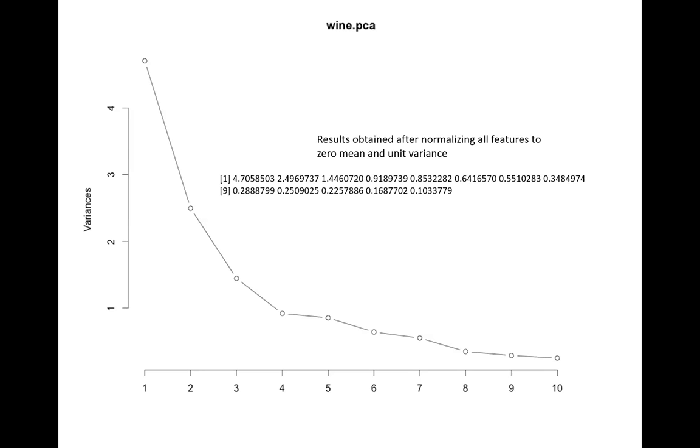Now we take this wine data and apply PCA. When we apply PCA to this wine data, there are 13 features. So our covariance matrix is going to be a 13 by 13 matrix. And when we calculate the eigenvalues and eigenvectors, we will be getting 13 eigenvalues.